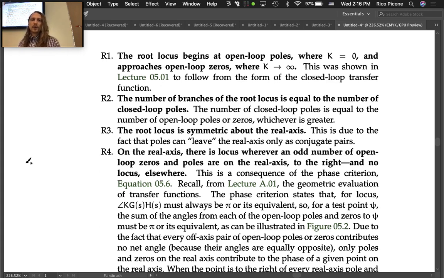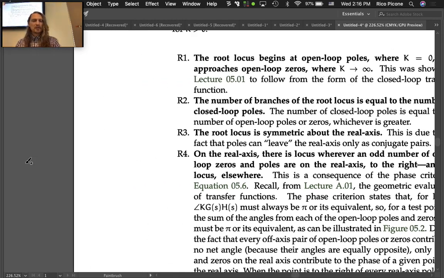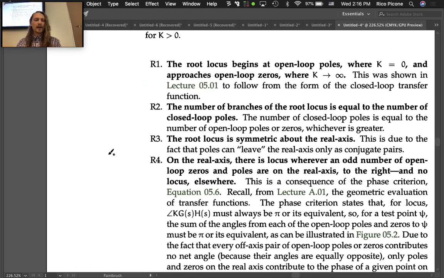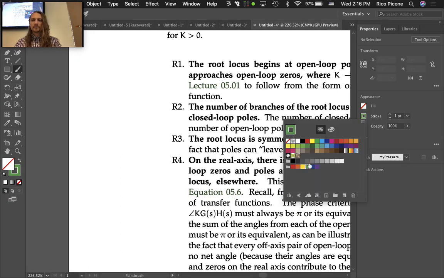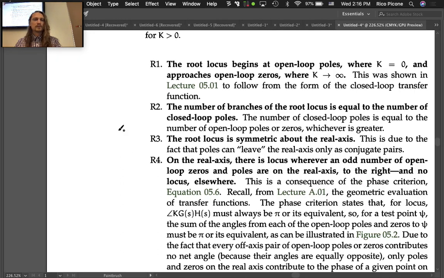Great. Rule 3. The root locus is symmetric about the real axis. So remember, we're sketching the root locus in the complex plane. So we've got the real axis, and then we've got the imaginary axis. And we have symmetry about the real axis for the root locus.